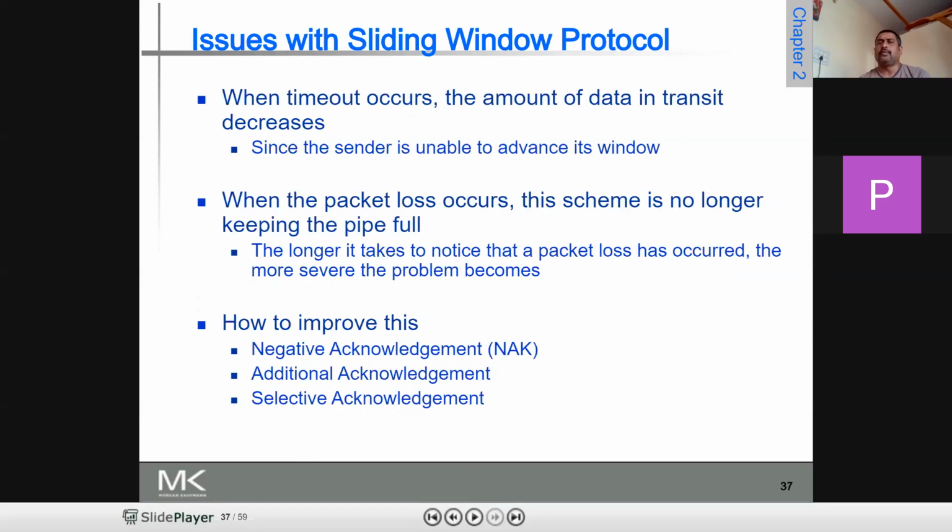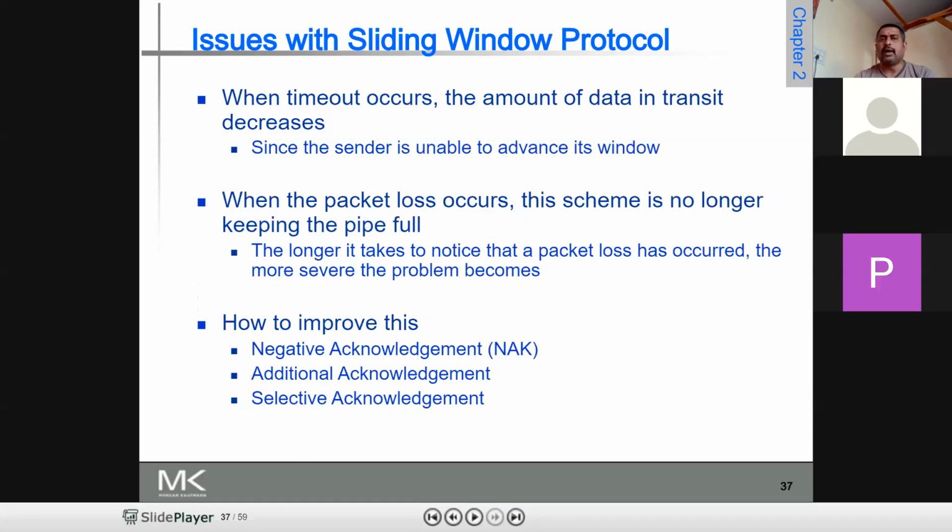Now we'll dig out some disadvantages in this sliding window protocol and how to solve them. When timeout occurs, the amount of data in transit decreases, since the sender is unable to advance its window. This is very important. Whenever a timeout occurs, the data that has to be sent automatically decreases.